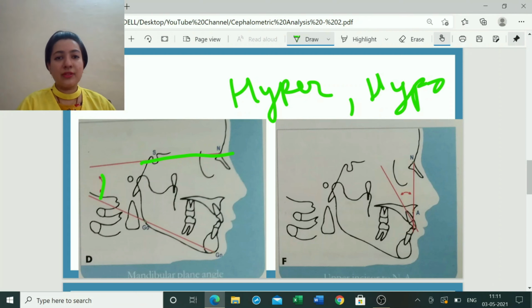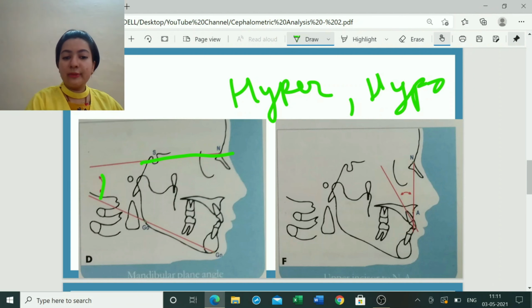Okay, if suppose the patient is hypodivergent, it is favorable for you to extrude the posterior teeth because that will bring the patient to normodivergence. But if the patient is already hyperdivergent, you will never extrude the posterior teeth, because that will worsen the facial profile.